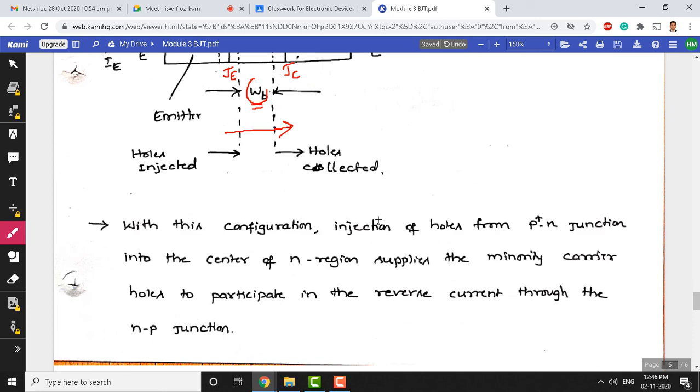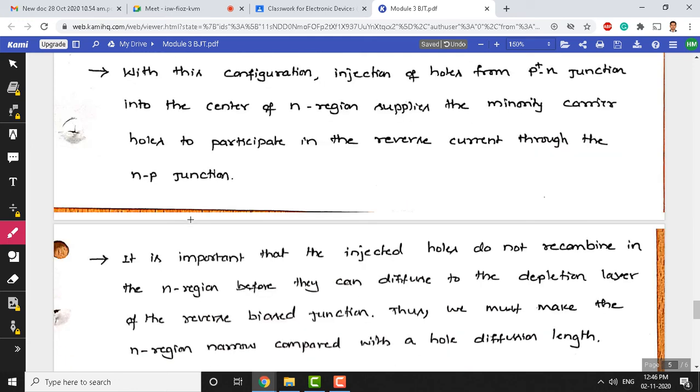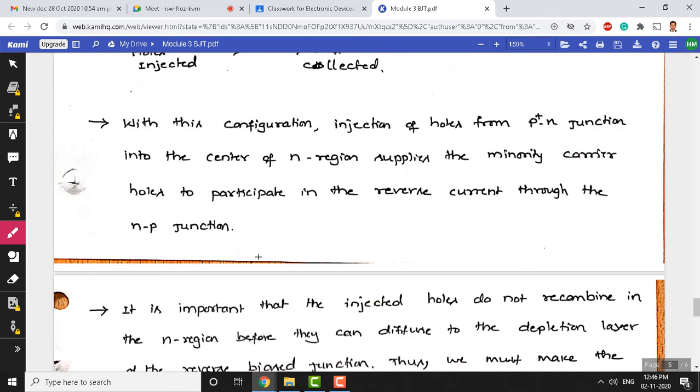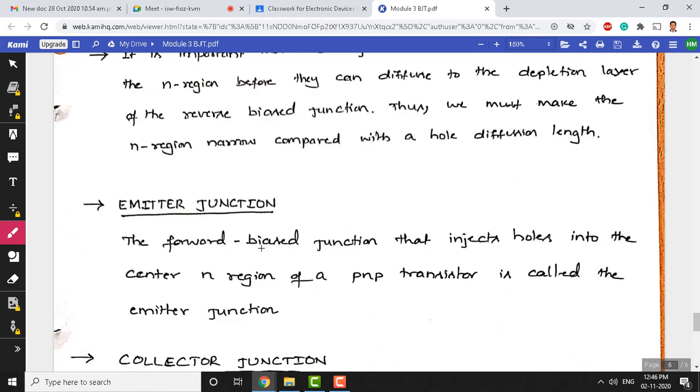With this configuration, injection of holes takes place from the P plus N junction into the center N region and supplies the minority carrier holes, participating in the reverse current through the NP junction. This injects the charge carriers, and these forward charges are allowed to move to the collector region. It all depends on how much recombination we allow here. Now, let us define various terminologies.